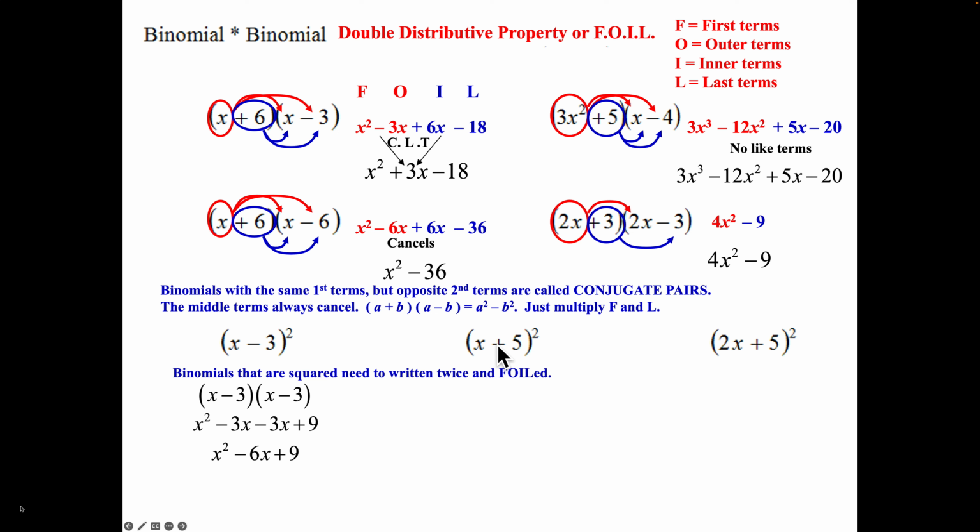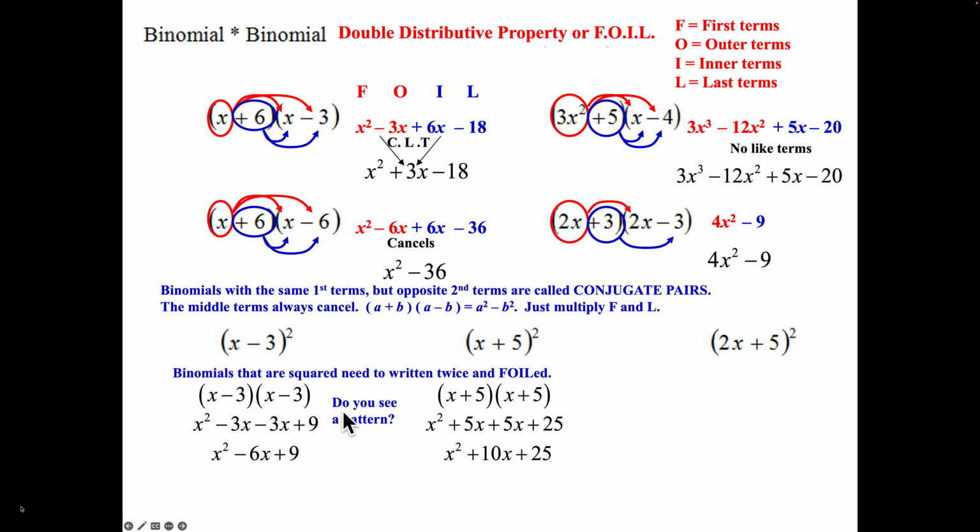If we try that again, we have x plus 5 squared. We write it out twice. X times x is x squared. You're going to get a plus 5x, another plus 5x, and 5 times 5 is 25. Middle terms are the same. Combine those together to get 10x in the middle.